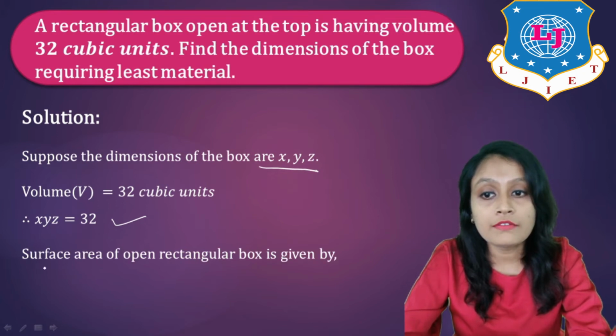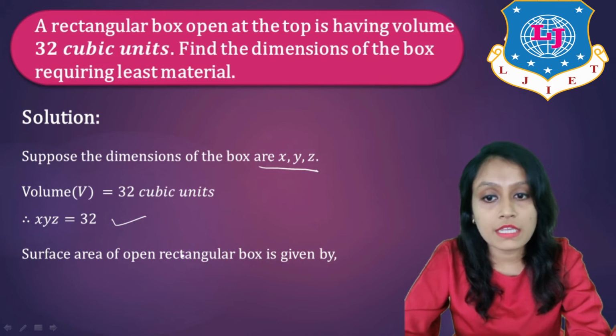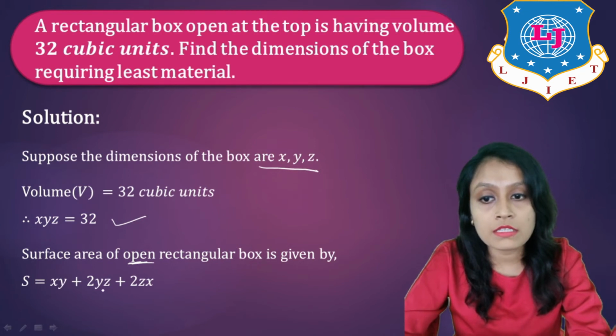Now we have to find the function. So for that we will write the surface area. So surface area of an open rectangular box is S is equal to xy plus 2yz plus 2zx. Now if only a rectangular box is given, then the area will be 2 times, right? But here we have open rectangular box, so therefore we will write only xy here.